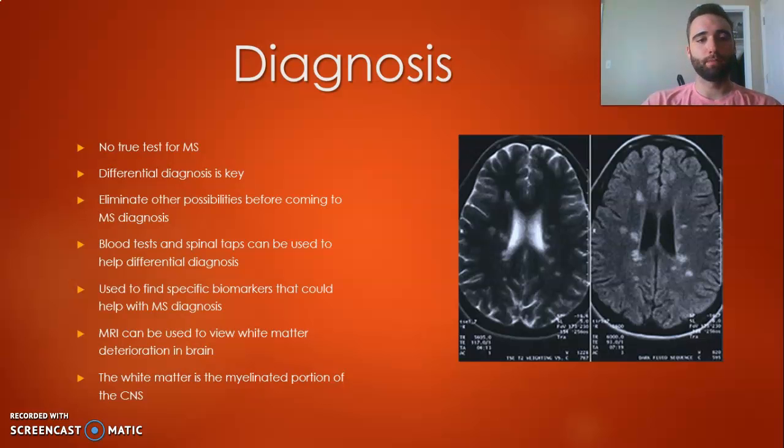Blood tests and spinal tests can be used to help with differential diagnosis. With blood tests, we'll be looking for things such as lupus. Spinal tests can be used to look for specific biomarkers that could help with an MS diagnosis. And the biggest thing you're going to see is an MRI scan of the brain. You can see on this scan there are little white plaques all throughout, and what those are is demyelination of white matter in the brain. That's where the tissue is being attacked, the myelin is being attacked and destroyed.